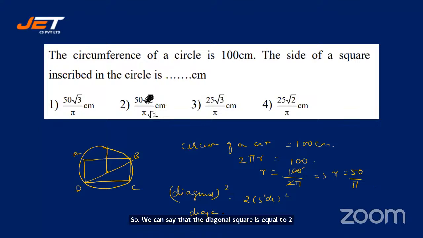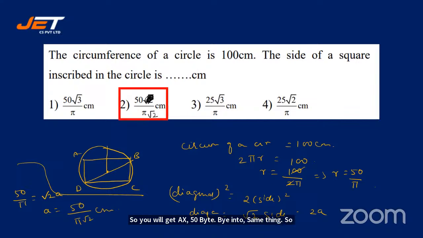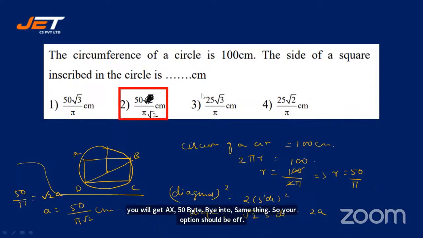Therefore, diagonal is equal to root 2 into side. What is side? 2a. So now let us put the formula. Diagonal is nothing but 50 by pi, which is root 2a. So you will get a as 50 by pi into root 2 centimeter. So your option should be option 2. Let's see how many are able to give me the right answer.